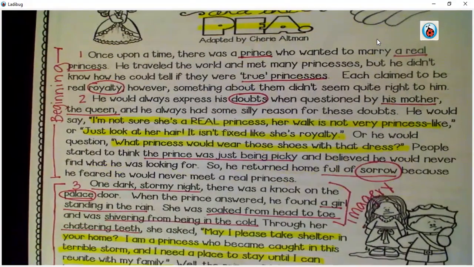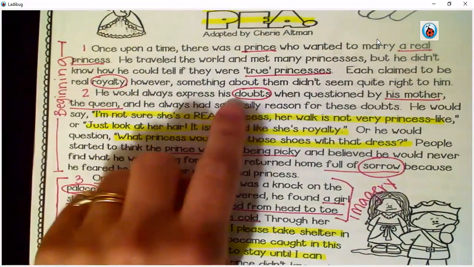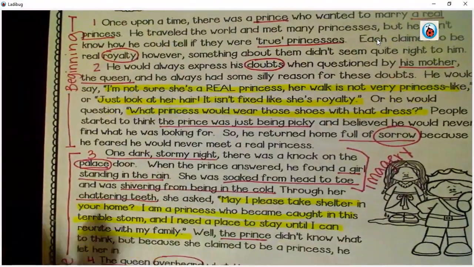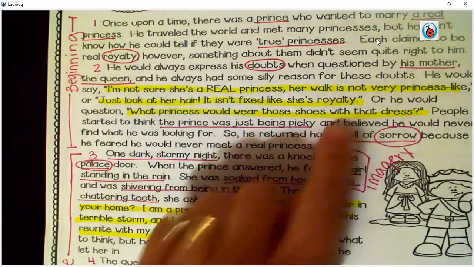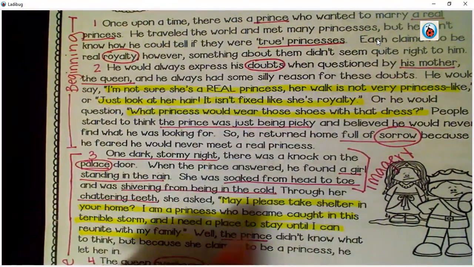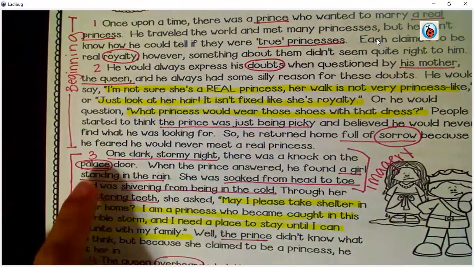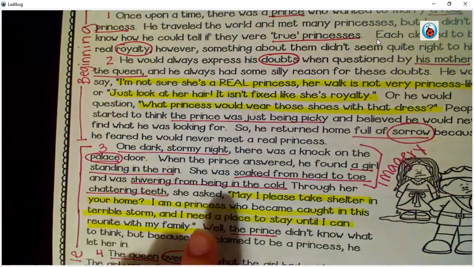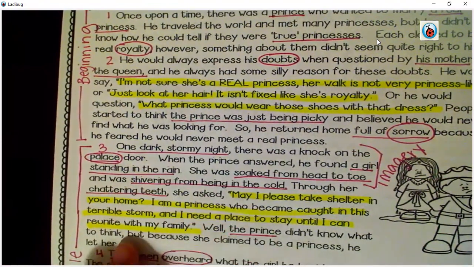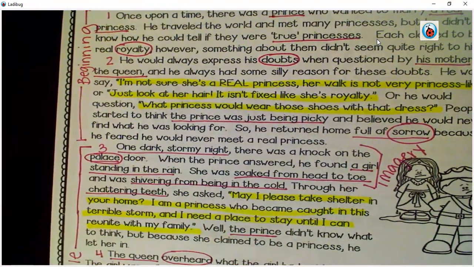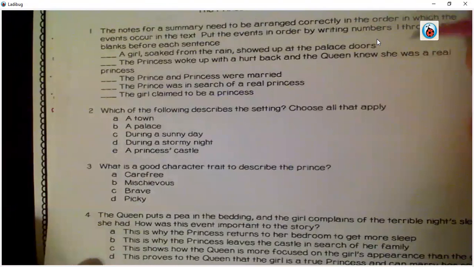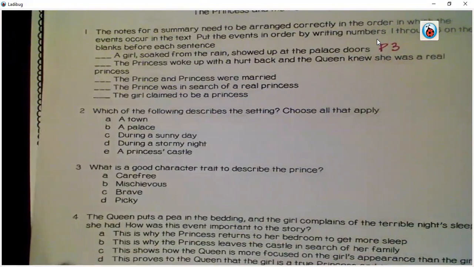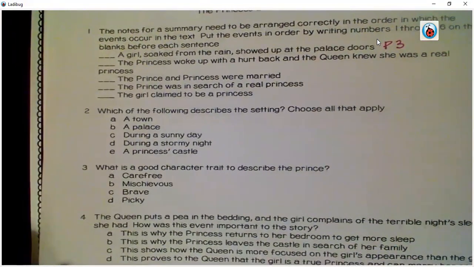Okay, so I can see from my annotations that this first paragraph was about the prince trying to find a true princess, and we have his quotations about not being sure if someone was a real princess, and he was full of sorrow. Then I see that in paragraph 3, one dark and stormy night, a girl showed up at the palace door and asked to come in and take shelter. So I'm going to write P3 next to this sentence, so that way I know when I put these in order that that happened in paragraph 3.